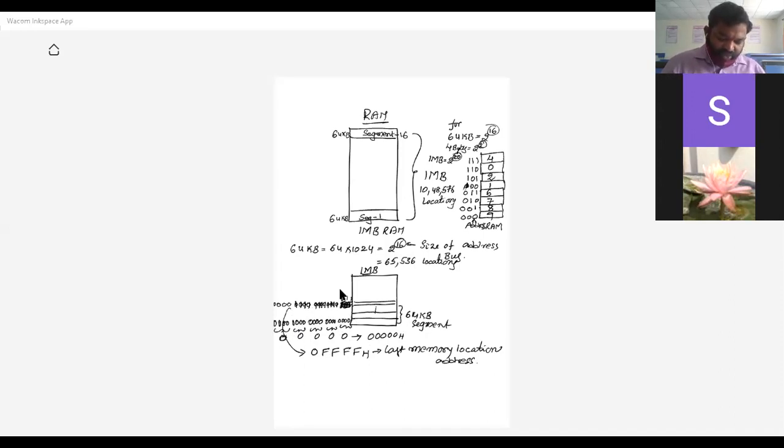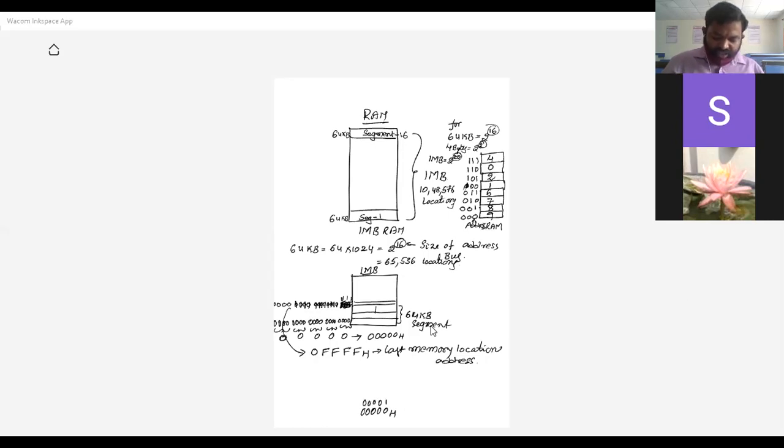In between, what will be the other addresses? For example, the initial address is 00000, and the last address is 0FFFF. In between there will be plenty of memory locations. Another one: initially you take 00000H. What will be the address of the next memory location after 00000? Tell me. Sir, 00001, sir.